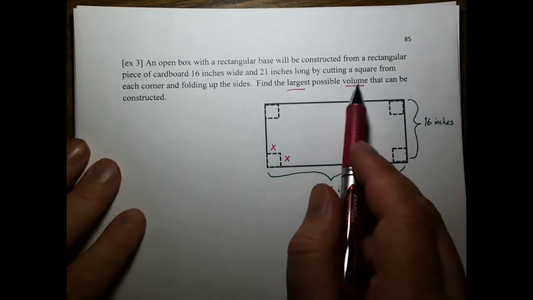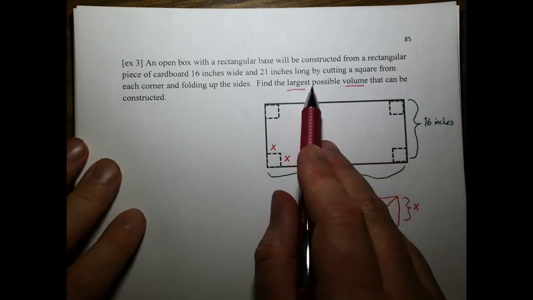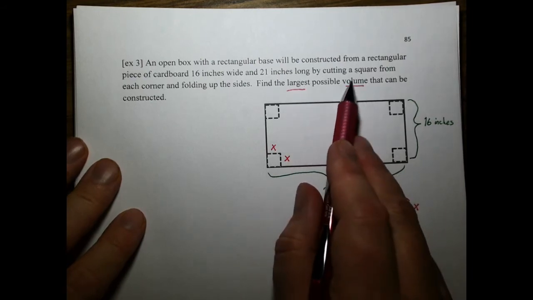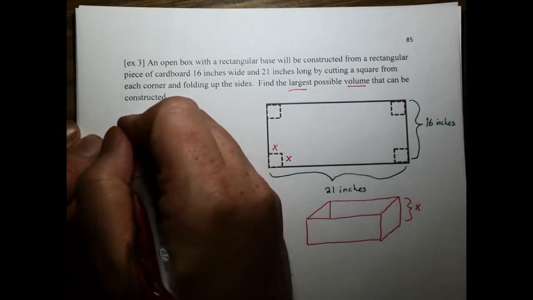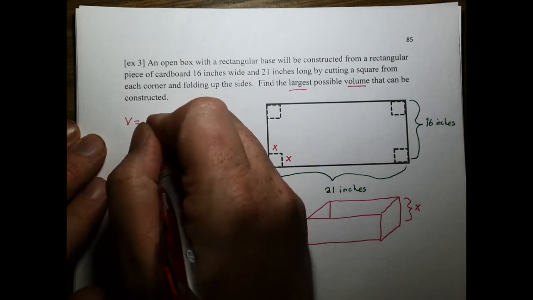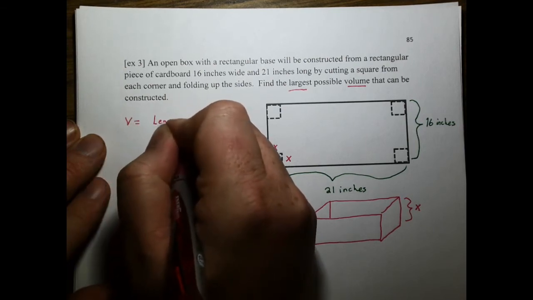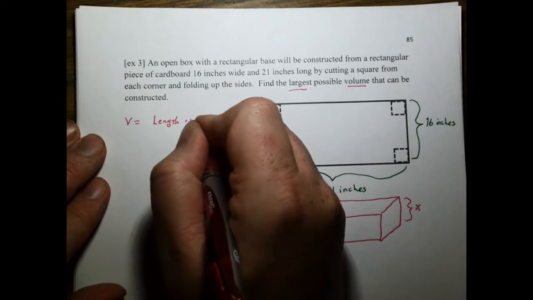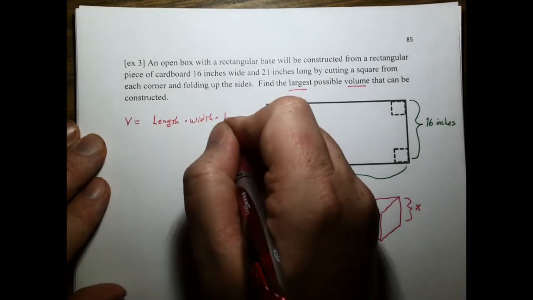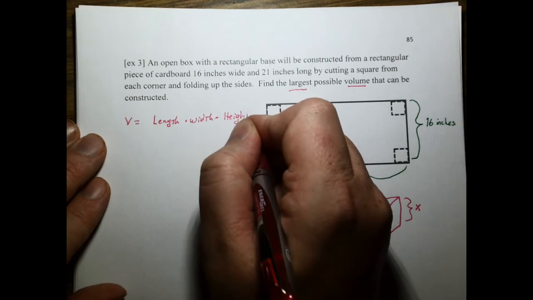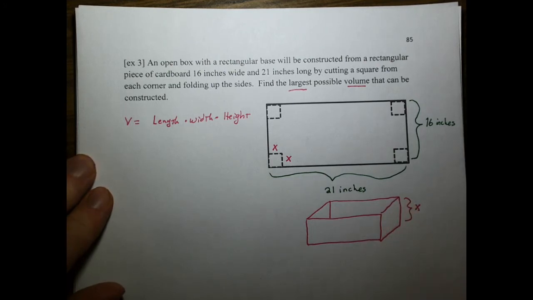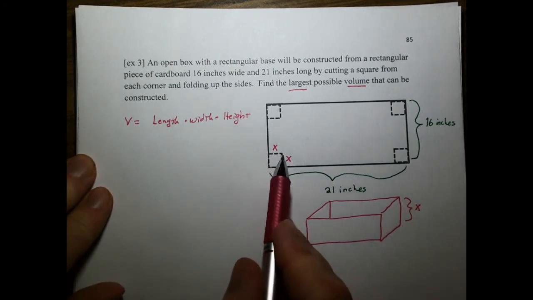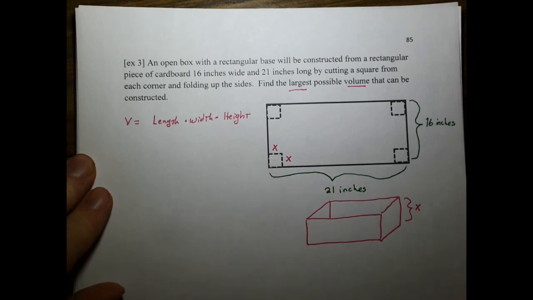Alright, so like before, if we want to find a maximum volume, then we need a formula for volume so that we have something to take the derivative of. Now volume is length times width times height when we're talking about these kind of box shapes here. And we already know the height's going to be x because that's going to be determined by what cut we make into the cardboard.